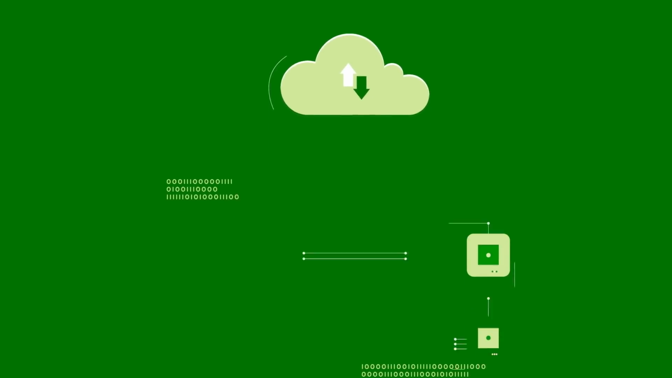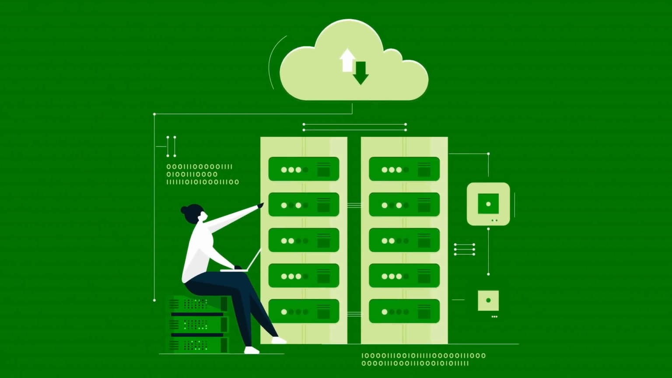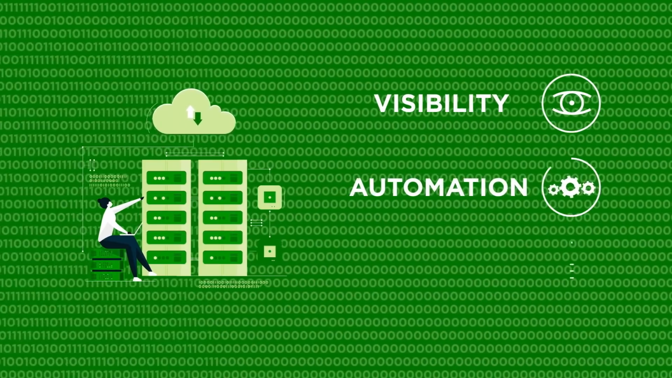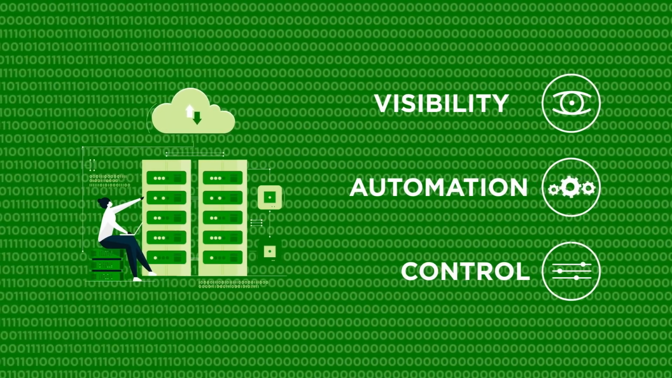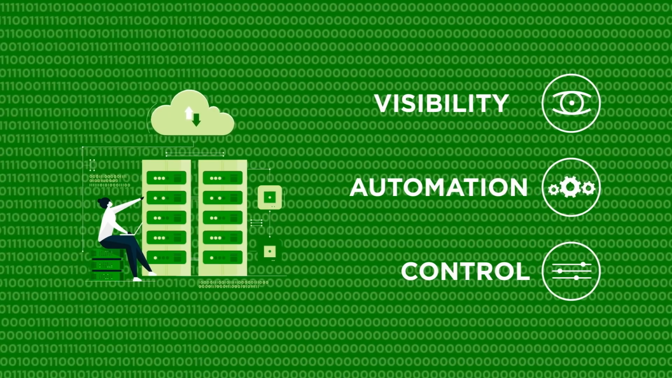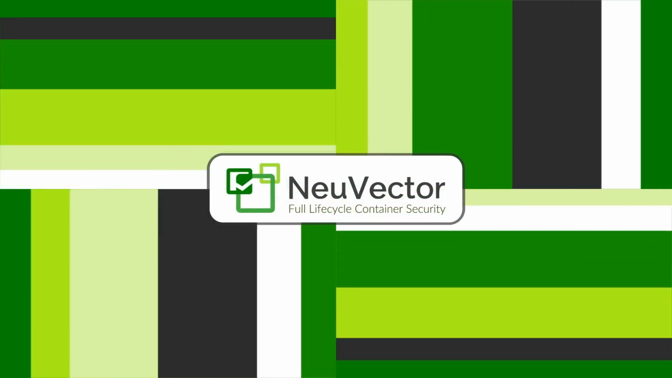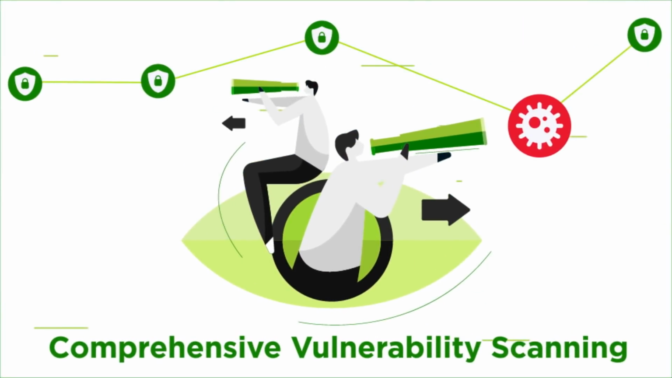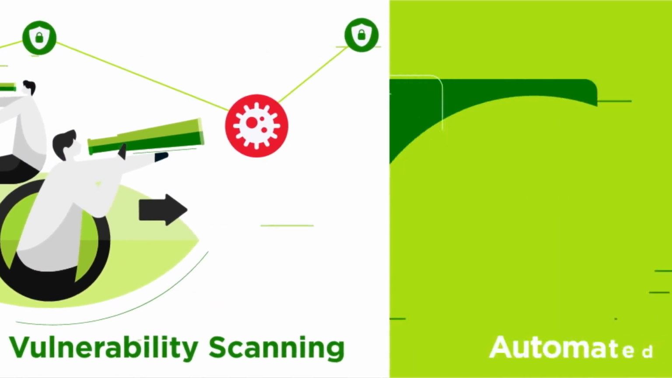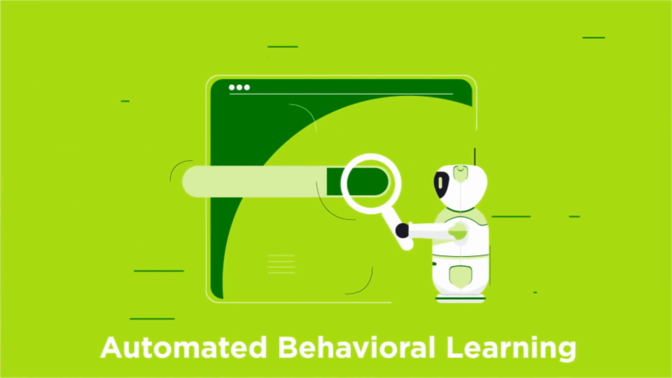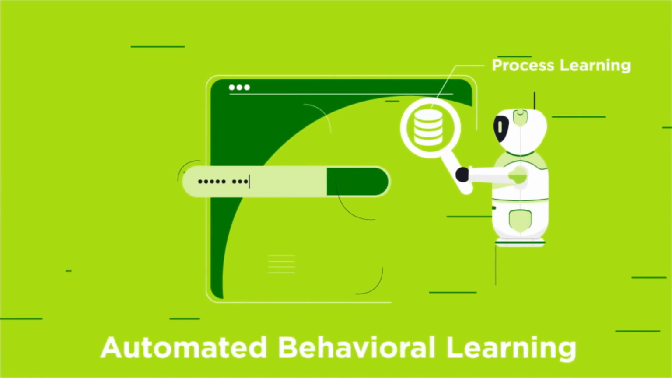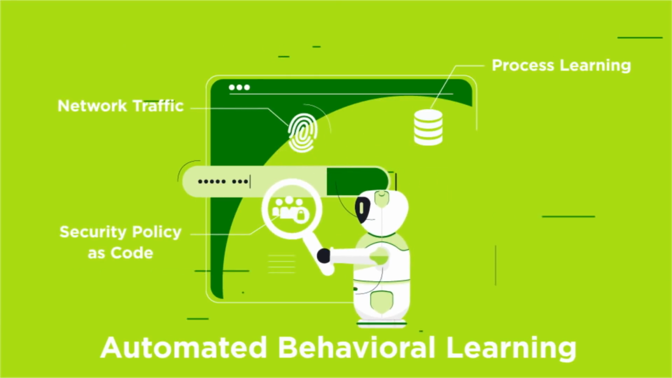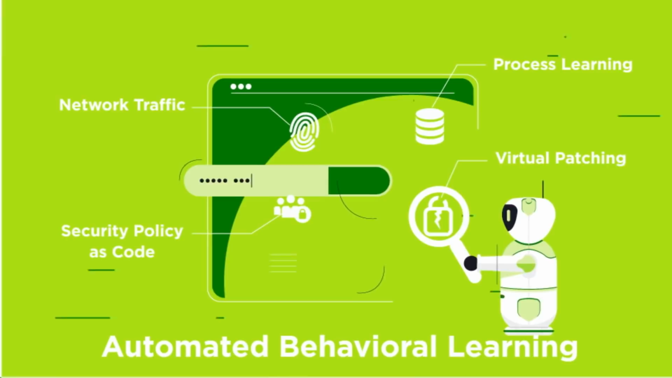As one of the only network security experts in the container space, NeuVector provides unmatched visibility, automation, and control of all Kubernetes network traffic and container processes. With NeuVector, you gain comprehensive vulnerability scanning to identify flaws throughout the application lifecycle, automated behavioral learning to discover container processes, inspect and validate network traffic, generate security policy as code, and enable virtual patching to prevent attacks.